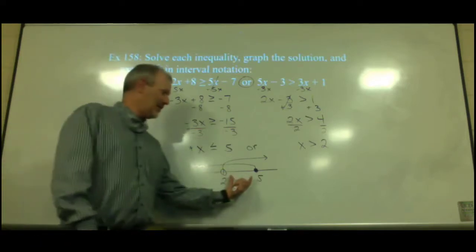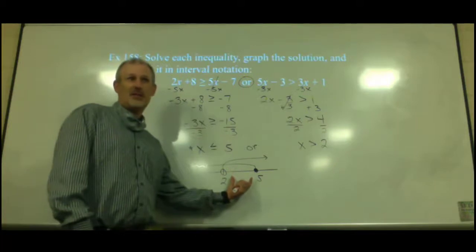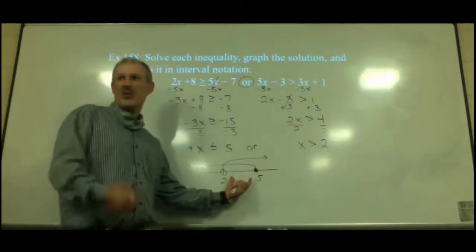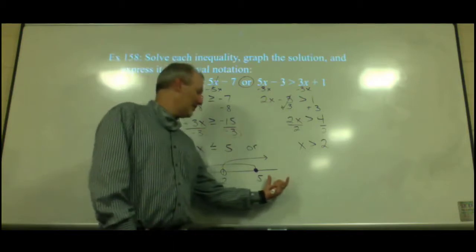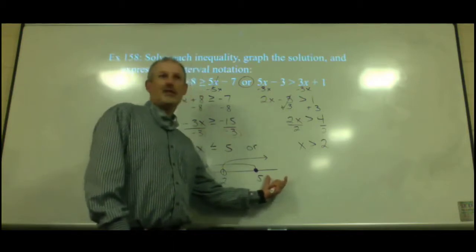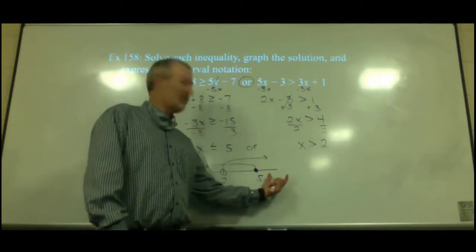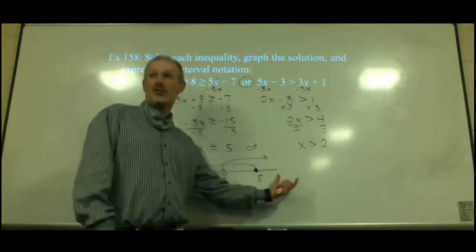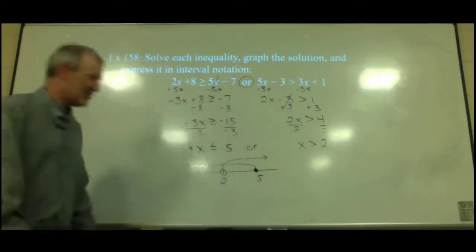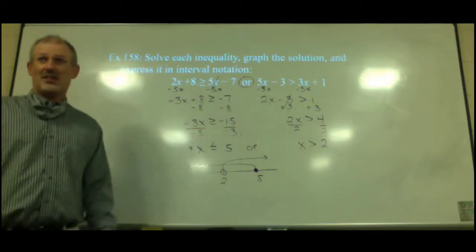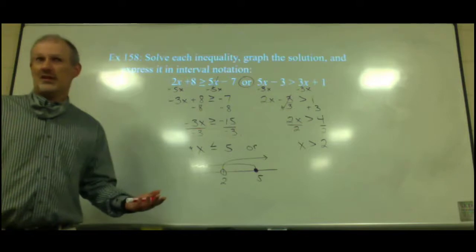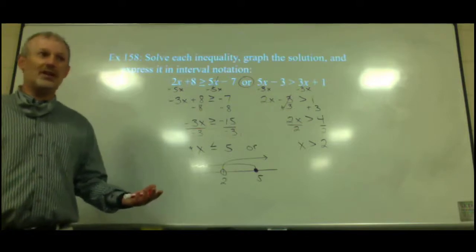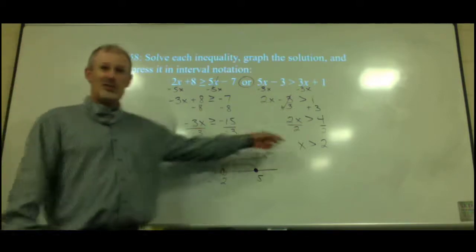How about the area in between the 2 and the 5? Is that part of the solution? Yes, it actually works for both of them. How about the area over here to the right of the 5? Yes, because it's greater than 2. So in this case, our solution is actually everything, the whole number line. It doesn't matter what you put in, it will work for this one or this one.